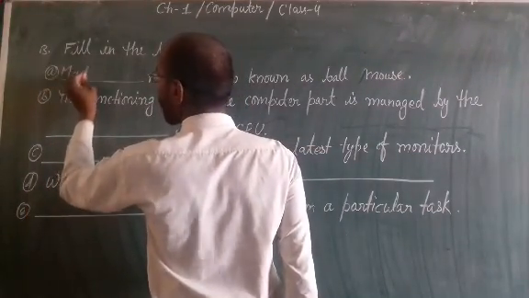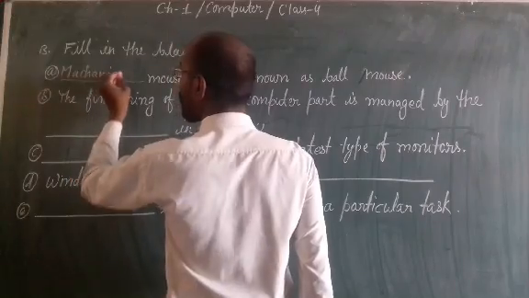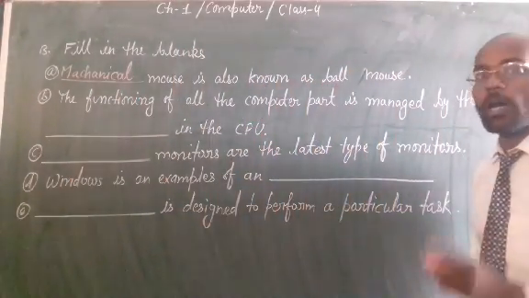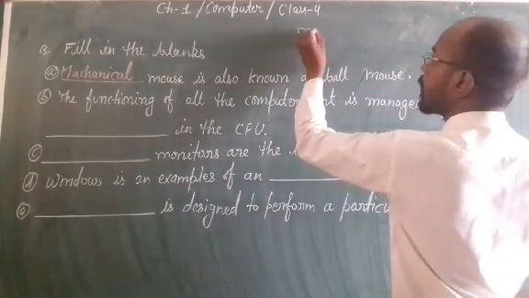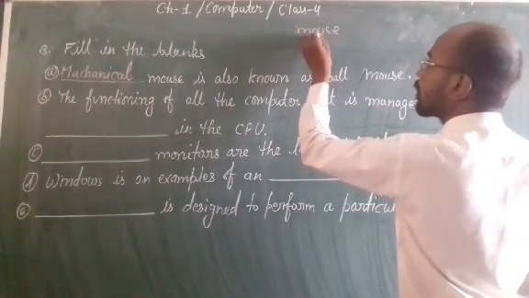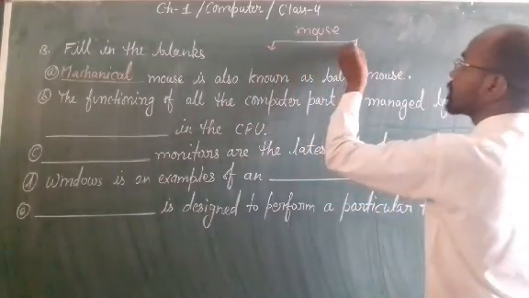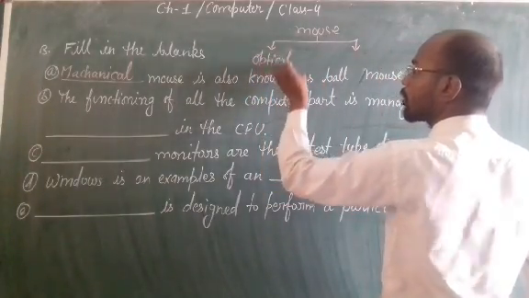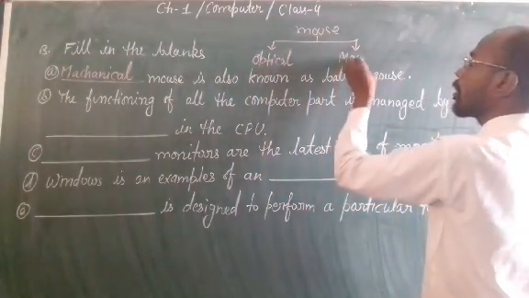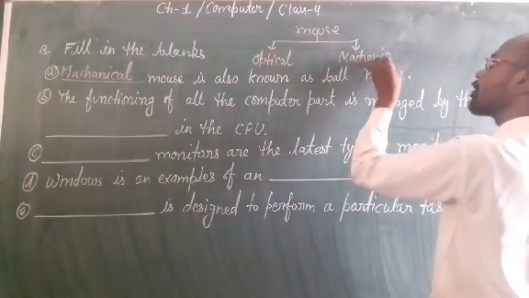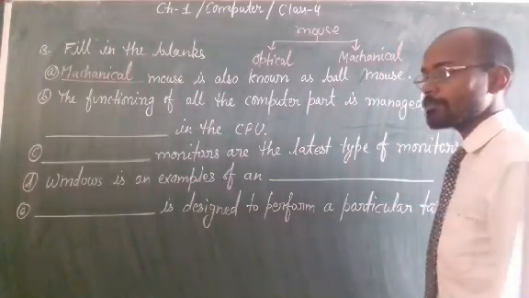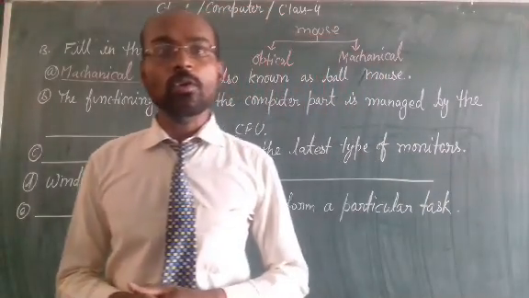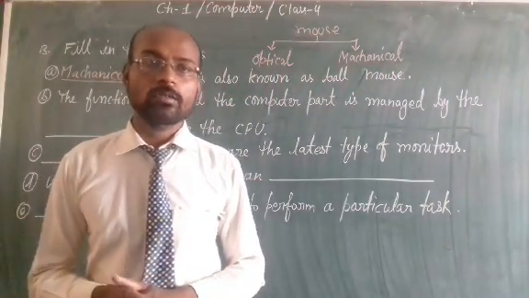Mechanical mouse is also known as ball mouse. There are two types of mouse. First is optical mouse and second is mechanical mouse. Okay, and mechanical mouse is also known as ball mouse.